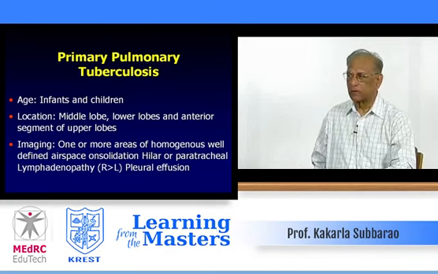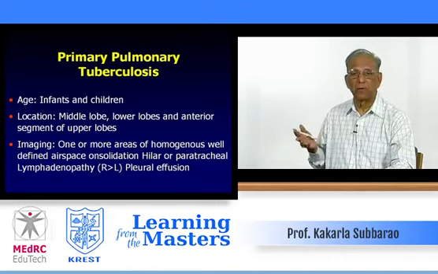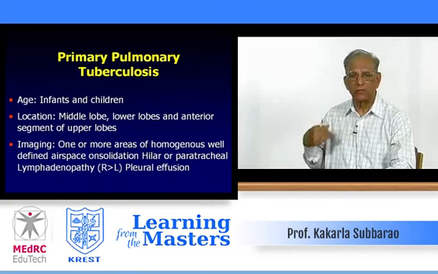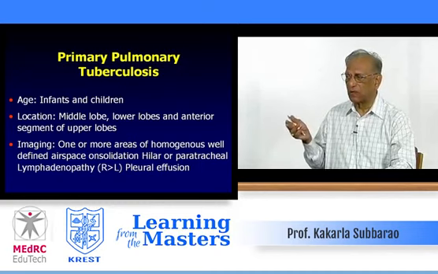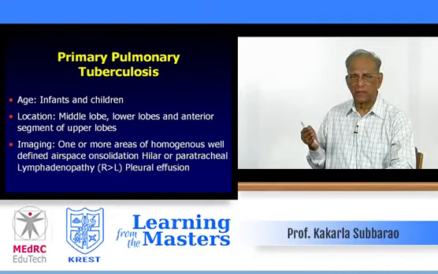In primary pulmonary tuberculosis, actually it is in infants and children, the location is the middle lobe, lower lobes and anterior segment of upper lobes. These are the common sites for primary focus, but always these are associated with a regional lymph nodal enlargement. On imaging, one or more areas of homogeneous, well-defined airspace consolidation is perifocal exudate. Hilar or paratracheal lymphadenopathy, more right than left, and pleural effusion.